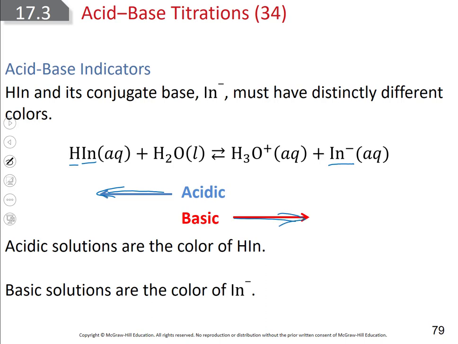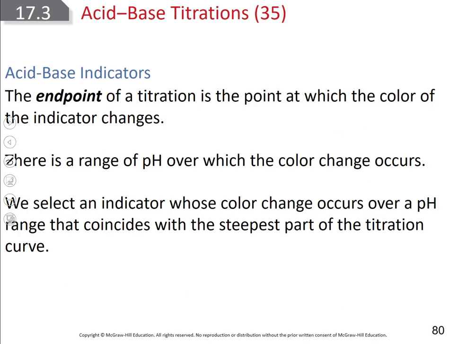Depending on the indicator, it could be a different color in acidic solution. For the case of phenolphthalein, it is colorless. And in a basic solution, this would be a different color. In the case of phenolphthalein, that's where the pink color turns up. The end point of the titration is the point at which you see a color change. So this was one of the questions on your lab last week. What's the difference between an equivalence point and the end point?